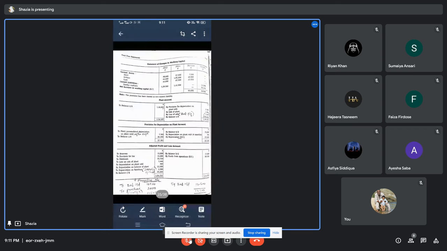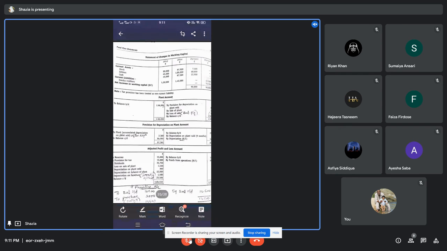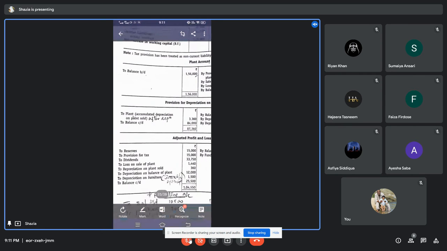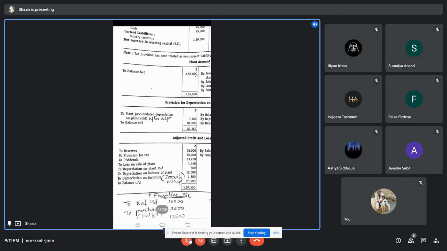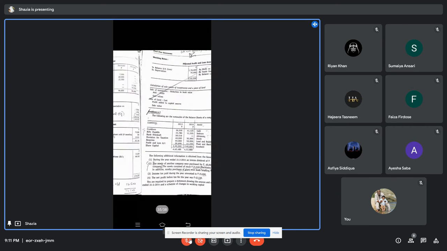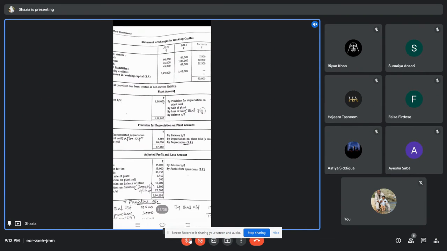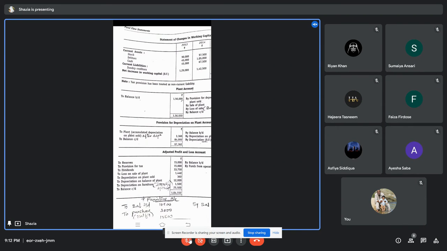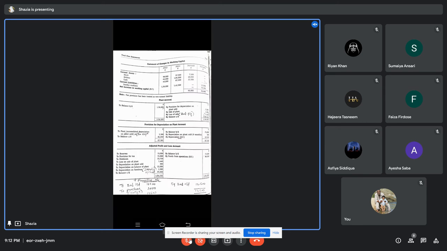Now this loss on sale, we have to consider in funds from operation. These losses will be added now. See, they have done it here in the horizontal form, inside the adjusted profit and loss account. You can do it this way also. You can do the other method also. Okay? So here the loss on sale of plant is 1,440. So this is the adjustment of only the plant account. This is only for the plant account.